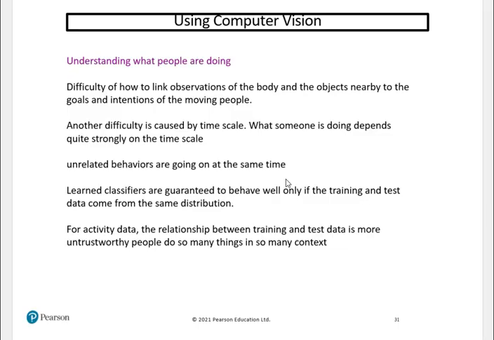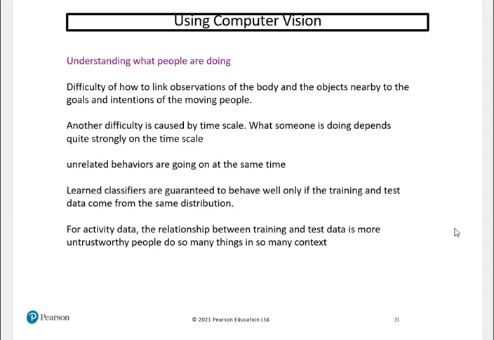Some usages of computer vision. First, understanding what people are doing. The difficulty here is how to link observation of the body and the objects nearby to the goals and intention of the moving people. Another difficulty is caused by the time scale. What someone is doing depends on the time scale. Is he moving fast? Is he moving slow? And then there might be unrelated behaviors going on at the same time.